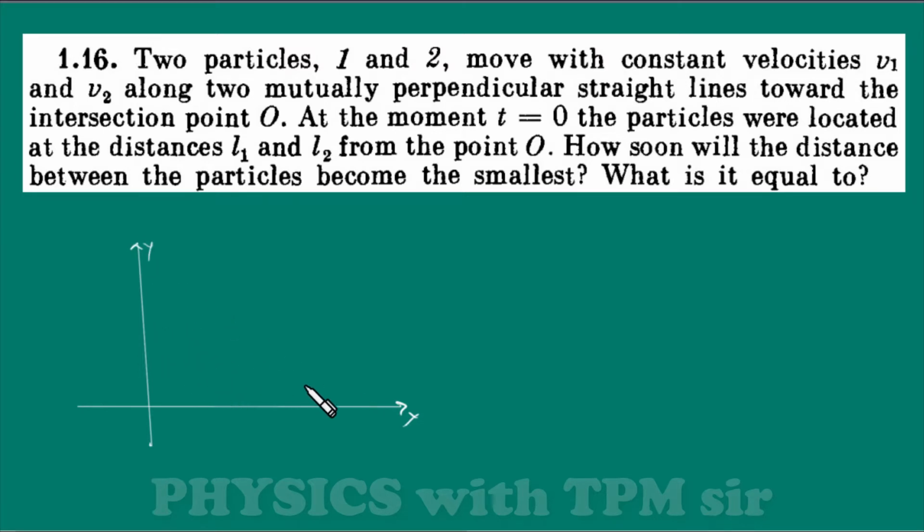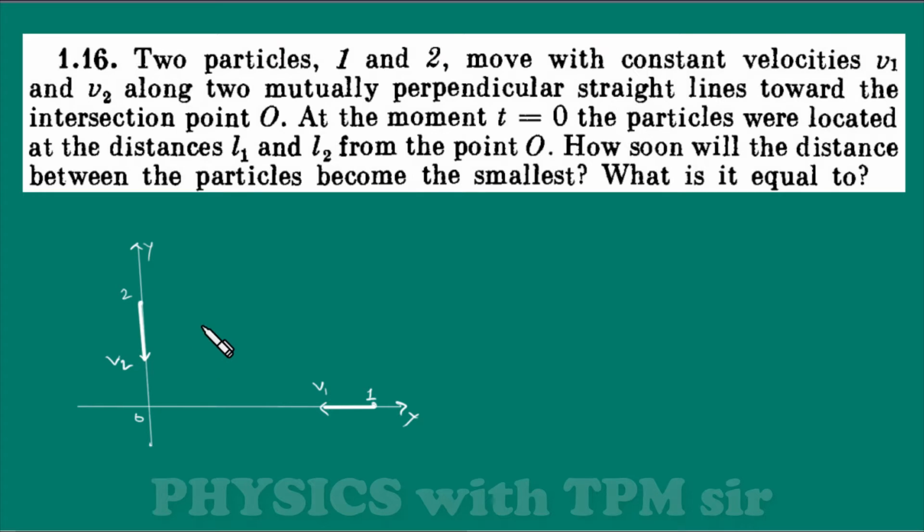Suppose particle 1 is here. Particle 1 is moving with velocity v1, obviously toward the point of intersection, so it must be moving here. This is v1, and suppose particle 2 is here and it is moving toward the origin with velocity v2.